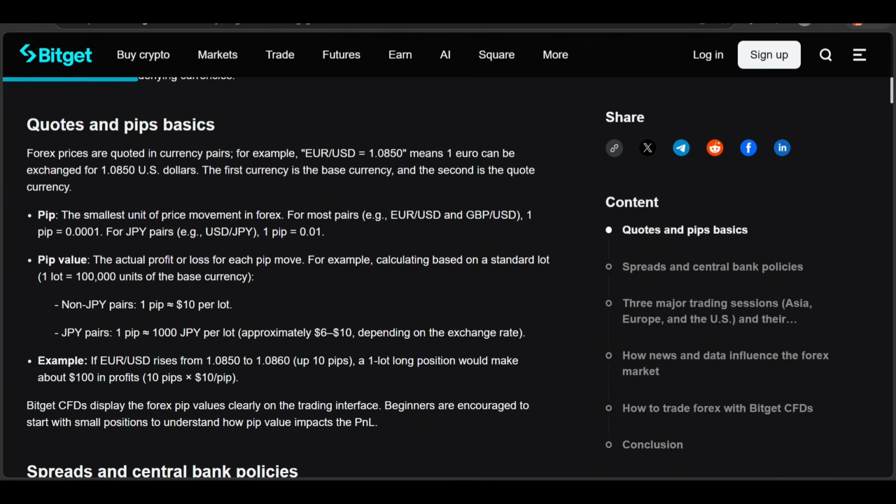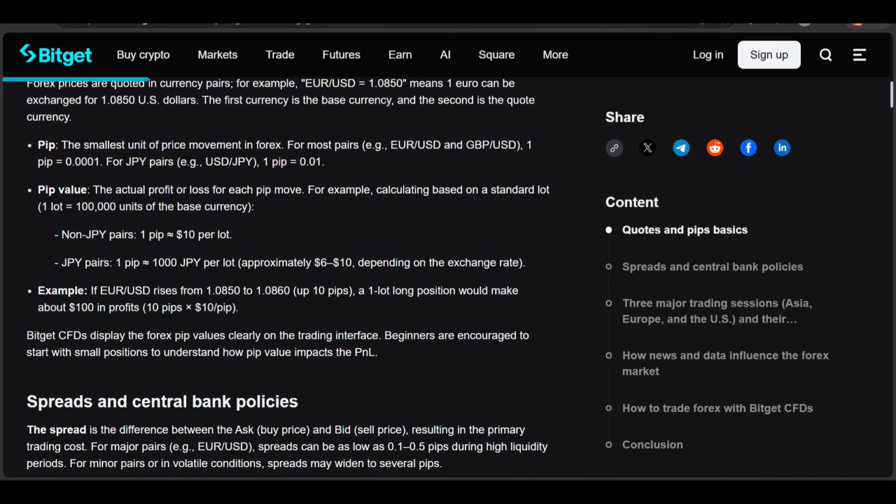Forex is quoted in currency pairs. For example, EUR/USD means 1 euro can be exchanged for a given amount of US dollars. The first currency is the base currency, and the second is the quote currency. You can check this out, and after that you can also check out more things, such as examples of Bitget CFDs in this space.